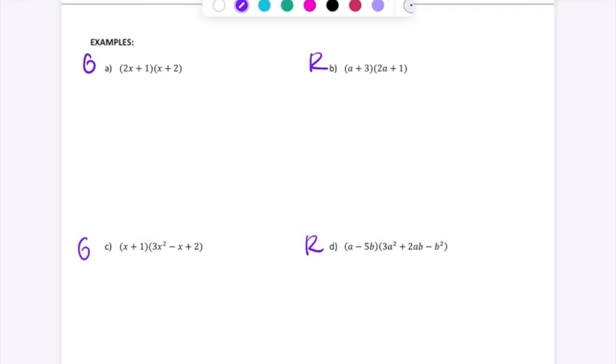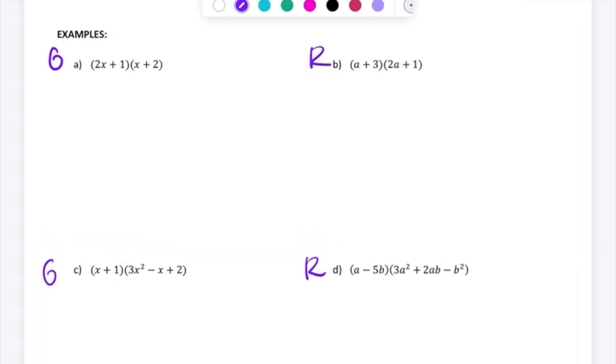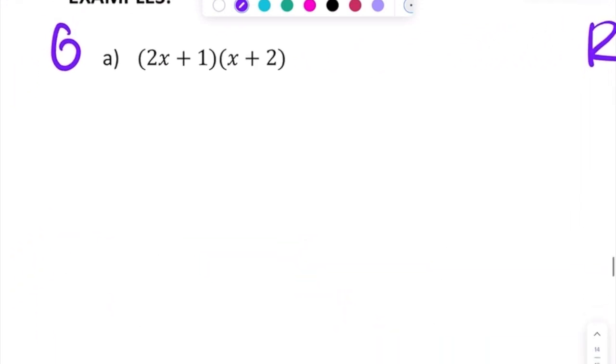Now, what I want you to do is pause the video, do as many questions as you can, and then come back once you're done, and I'm going to walk through it a little bit quickly, but walk through it to make sure you're on the right track. All right. Welcome back. We are going to start this first one with grid method.